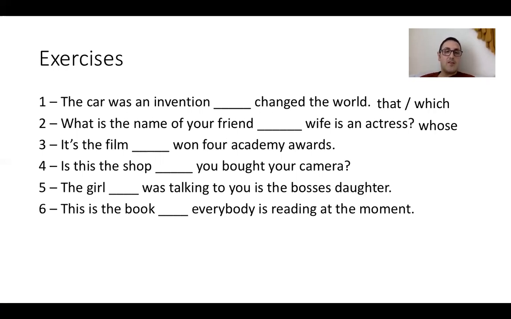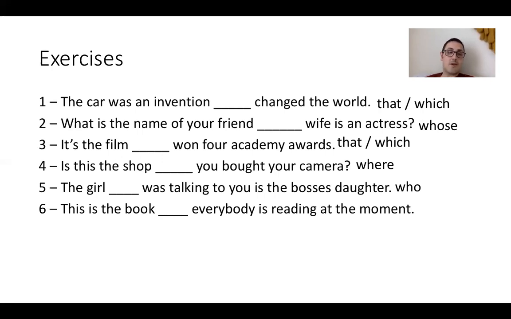Number 3, it's the film, and a film is a thing, and it's going to be that or which won 4 Academy Awards. Number 4 is this the shop? And you're talking about an activity in relation to a place. So it's going to be where you bought your camera. Number 5 is the girl was talking to you is the boss's daughter. You're talking about a person, okay? The girl who was talking to you is the boss's daughter.